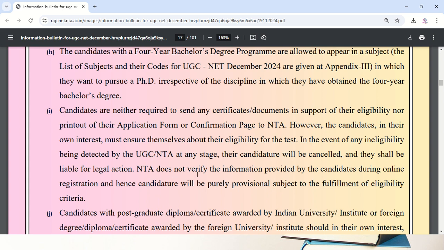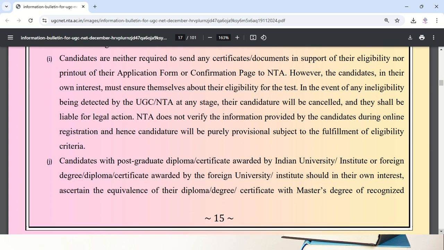Okay, so NTA does not verify the information provided by the candidate during online registration. Hence, candidature is purely provisional, subject to fulfillment of eligibility criteria. So they will not check. That is what they are telling. NTA does not verify the information. So while you are giving the information, you should provide it properly.